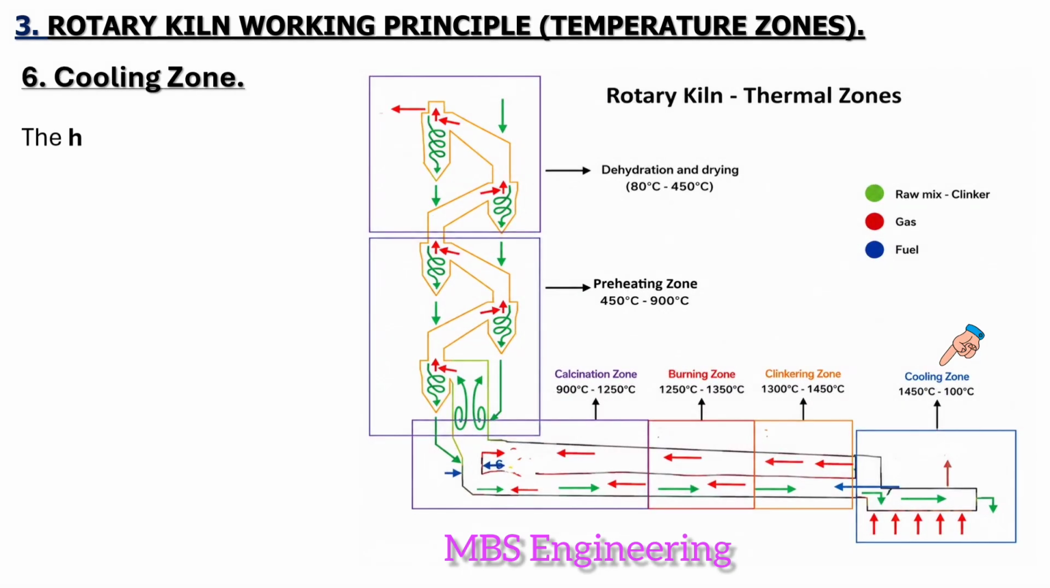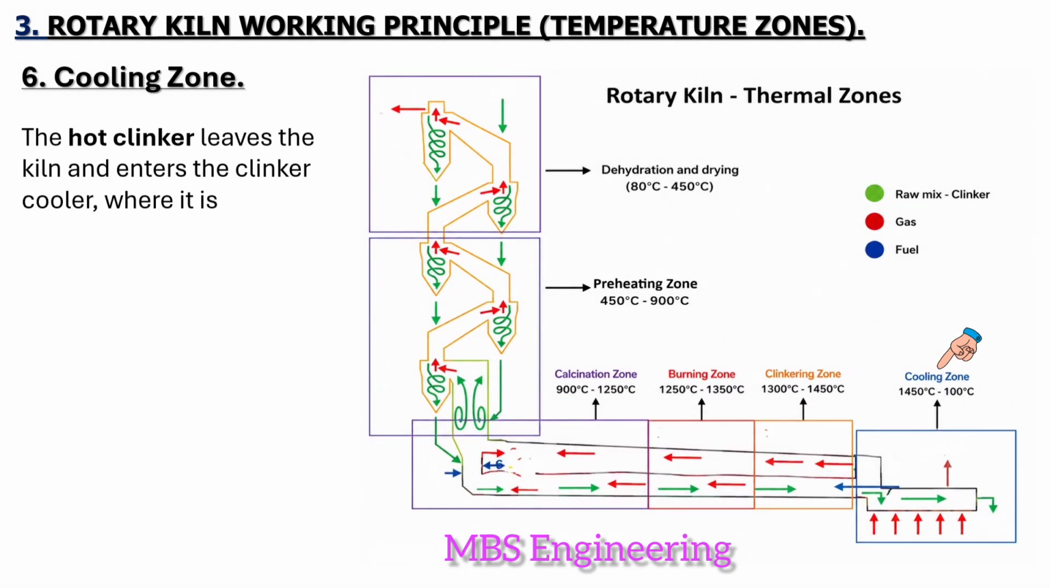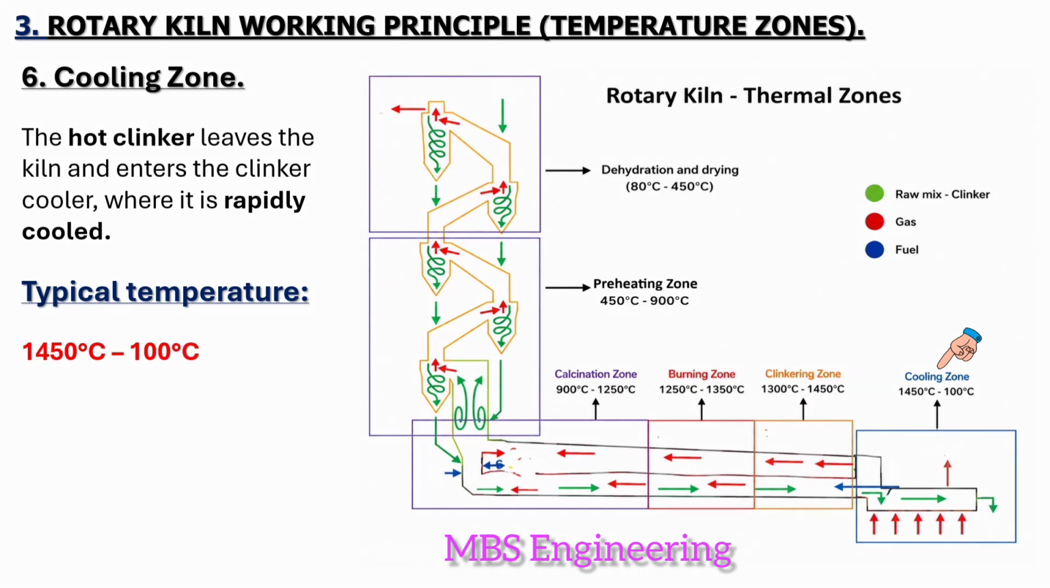Next, we will learn and understand the sixth temperature zone as cooling zone. The hot clinker leaves the kiln and enters the clinker cooler, where it is rapidly cooled. In this zone, temperature in the range of 1450 degrees Celsius to 100 degrees Celsius.